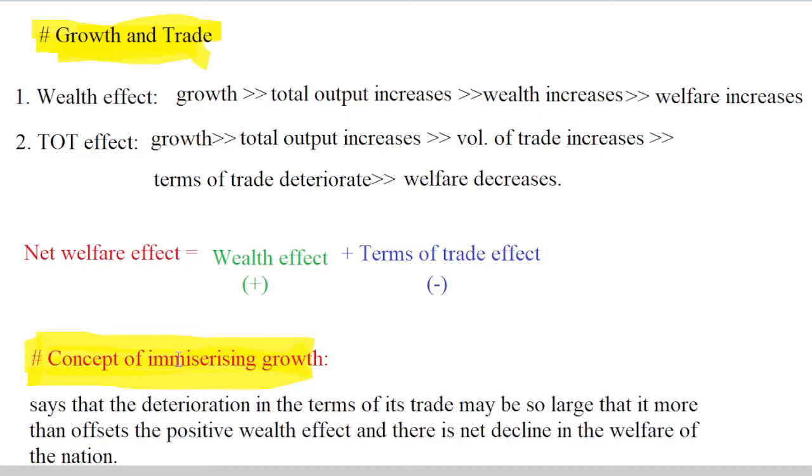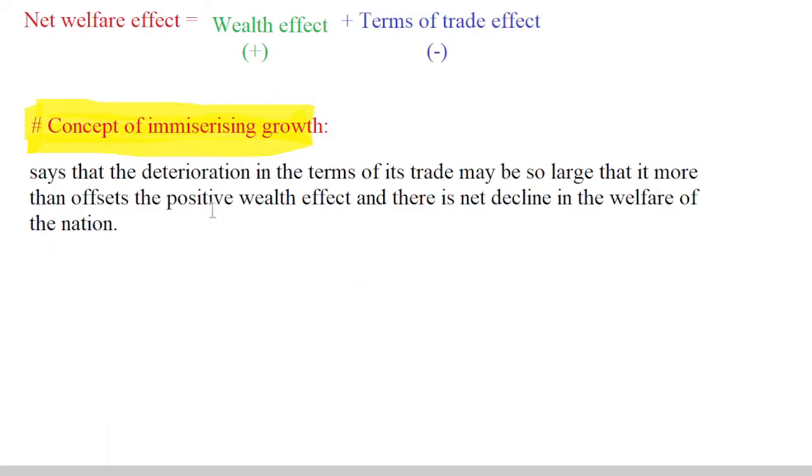He simply said that the deterioration in terms of trade, TOT, may be so large that it more than offsets the positive wealth effect and there is a net decline in the welfare of the nation. That is simply saying that your negative terms of trade effect is more than your positive wealth effect. So since the terms of trade effect is greater than the wealth effect, your net welfare will decrease. This is the concept of immiserizing growth.